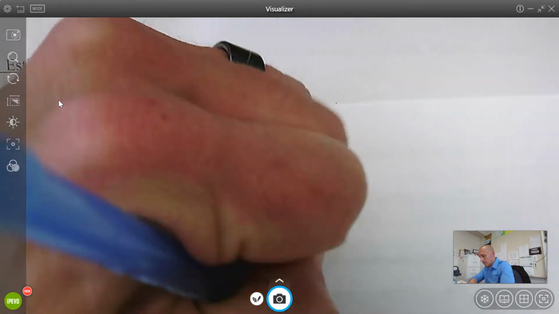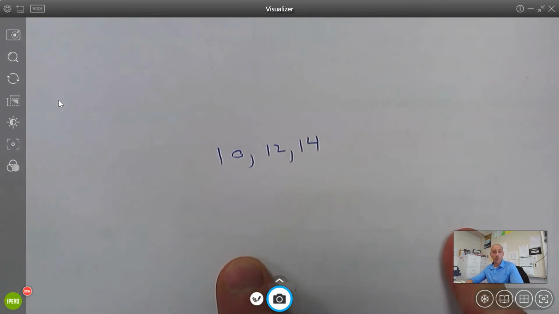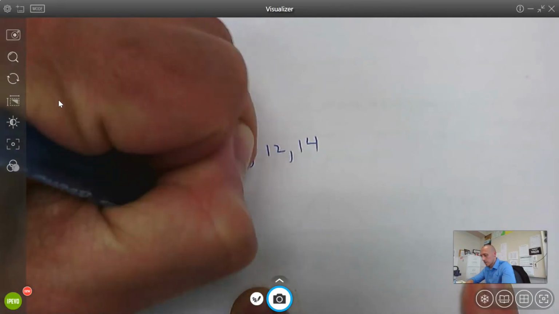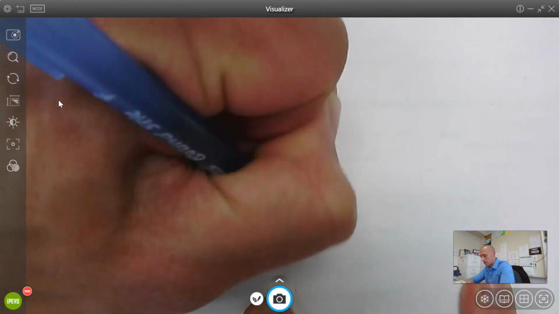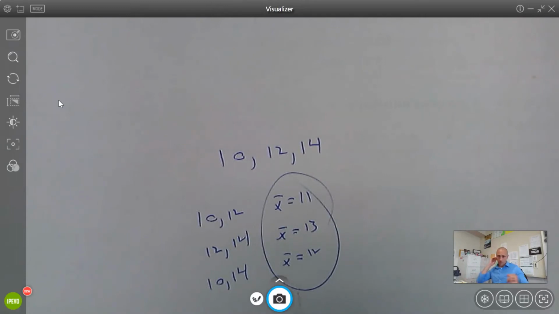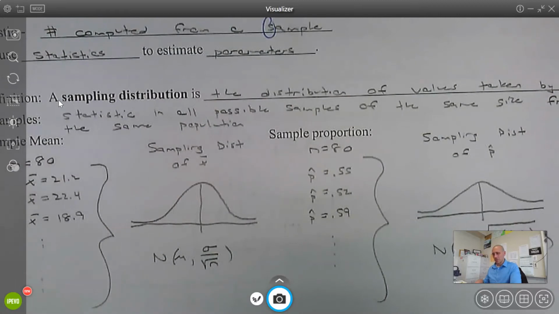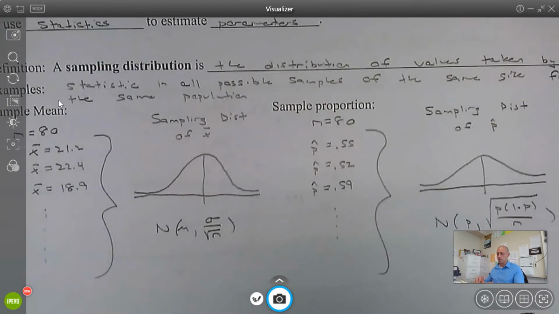So say we have, I don't know, numbers of hours worked by 3 employees. And if I want to know the average number of hours worked, I would take every possible sample of, say, size 2, and I'd calculate the average. So the average here would be 11, the average here would be 13, and the average here would be 12. And if I graph these, that would be the sampling distribution because it's every possible sample mean from size 2. So that's what these pictures are essentially saying. You're going to get a different mean every sample, and then you create your sampling distribution.